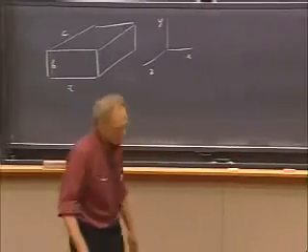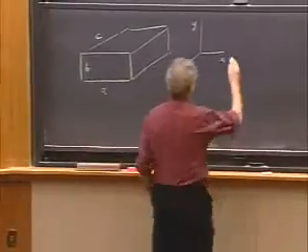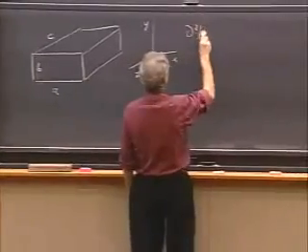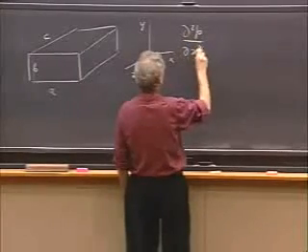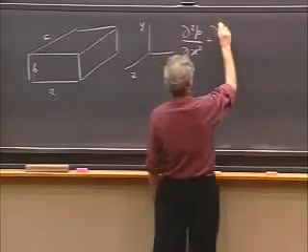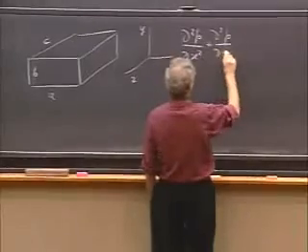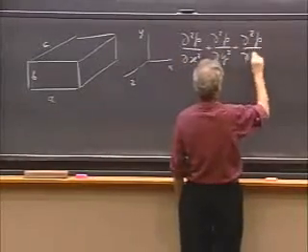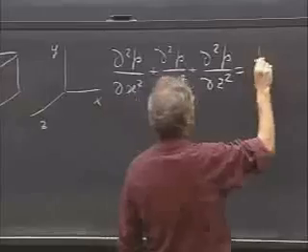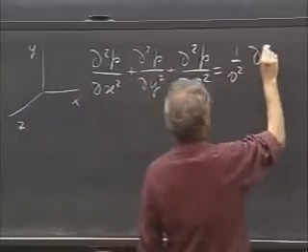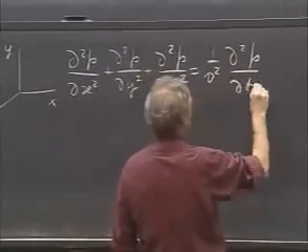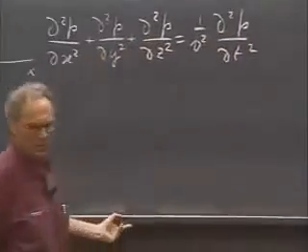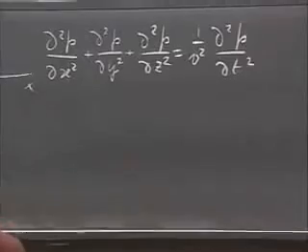So now the three-dimensional wave equation: d2p/dx squared, where p is the overpressure, plus d2p/dy squared, plus d2p/dz squared, equals 1 over v squared times d2p/dt squared. That is the three-dimensional wave equation.